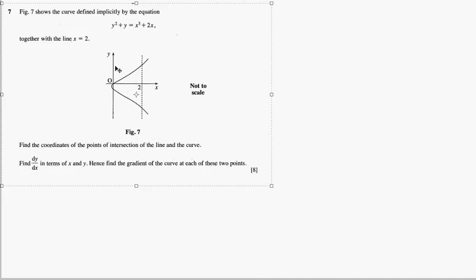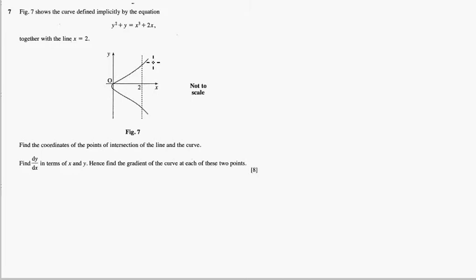Okay, we've got an implicit equation. People don't like stuff that isn't y equals, but sometimes equations aren't as simple as that. So here we've got a relationship between the y coordinates where the y coordinate squared plus the y coordinate equals the x coordinate cubed plus 2 times the x coordinate. And they're giving you a little sketch to show what it looks like.